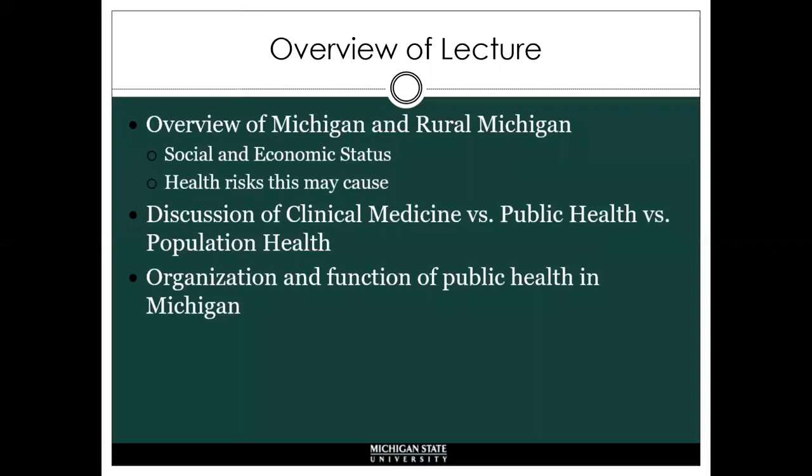An overview of the lecture. We're going to go over the social and economic status and how that might impact health risks. We're going to talk about the difference between clinical medicine, public health, and population health. And we're going to discuss the organization and function of public health in Michigan.